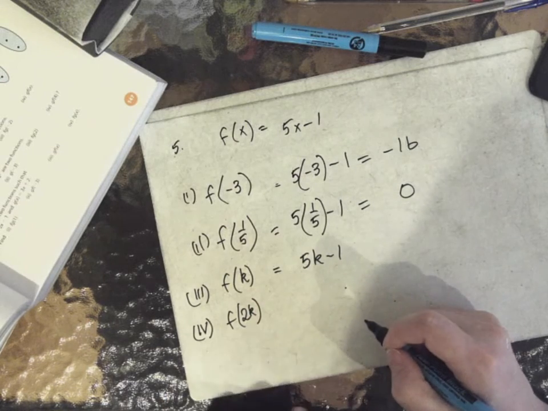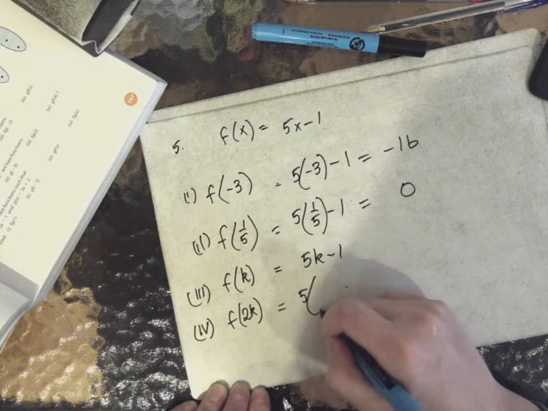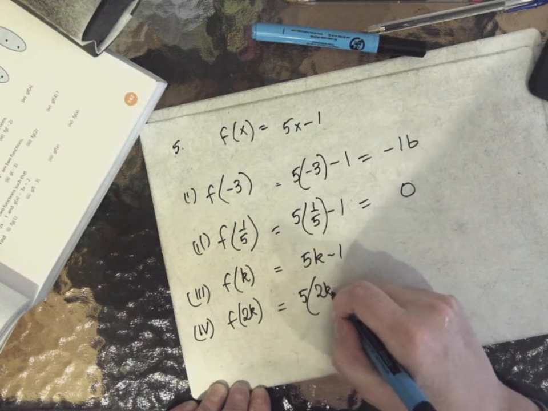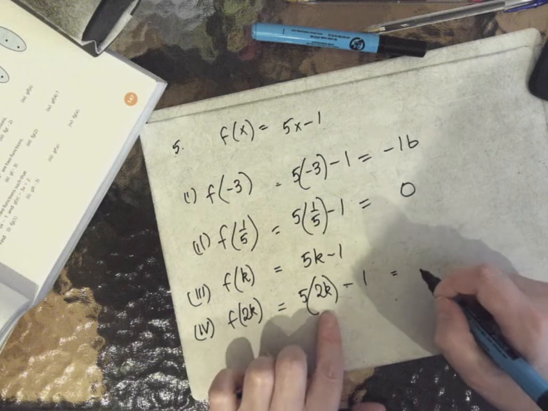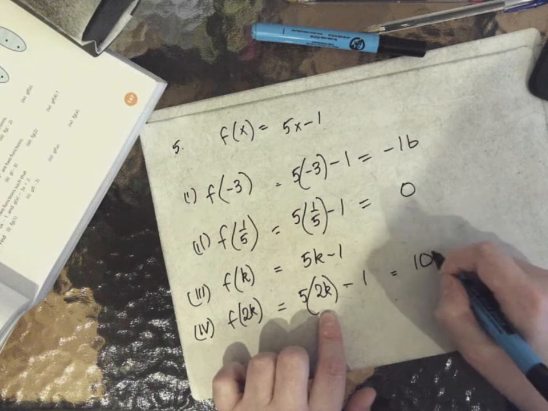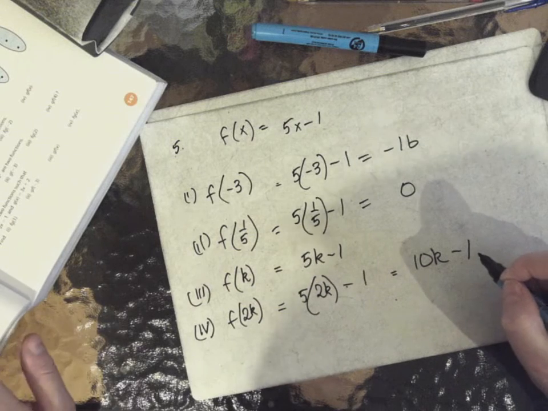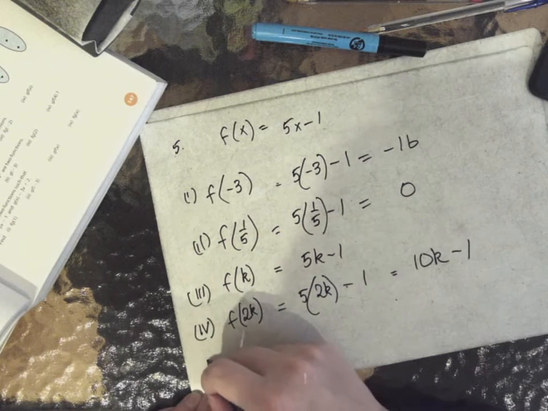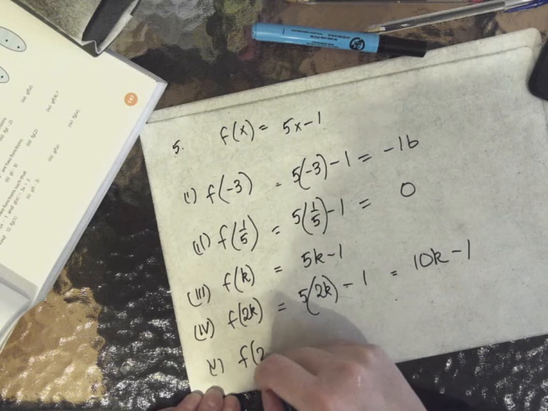So instead of writing x, I'm going to write 2k. So that's 5 times 2k minus 1, and then multiply out. 5 times 2k minus 1 is 10k minus 1, and that's your answer. Okay, and part 5 is f of 2k minus 1.